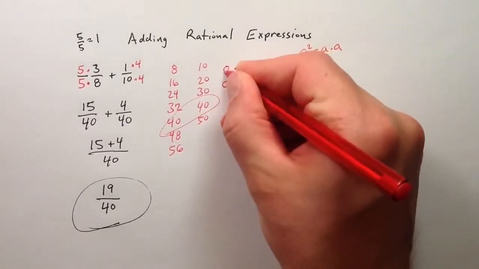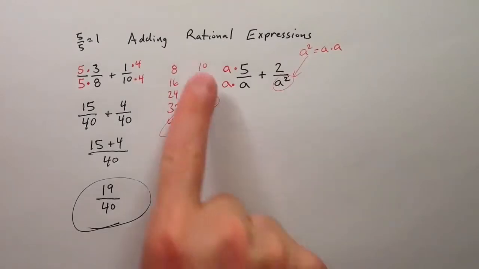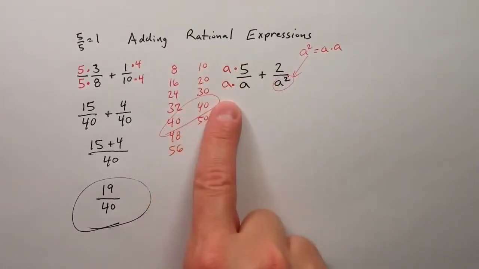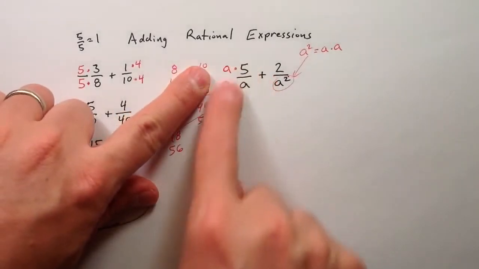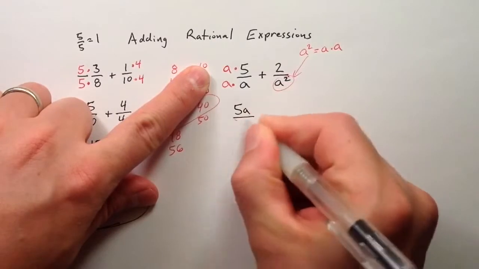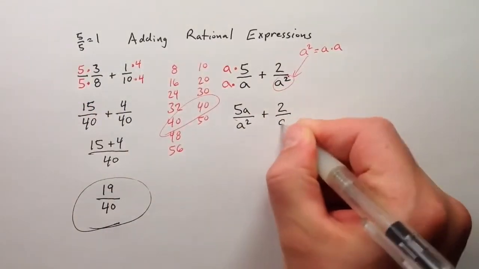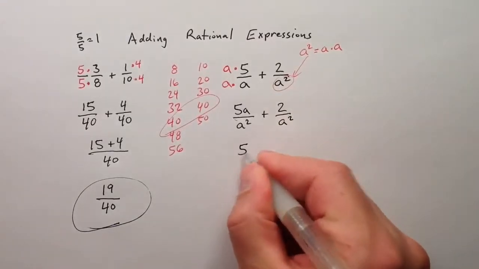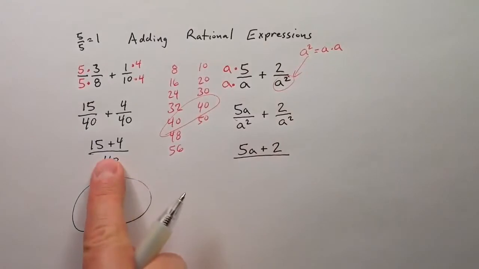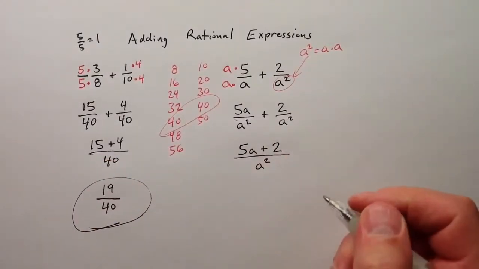And so if I multiply this a with another a, it'll turn it into a squared. And so I can multiply the 5 up top by a as well, to keep it the same. So I'm multiplying the top and the bottom by a, so that overall I'm just multiplying that whole expression by 1, and we get 5a over a squared plus 2 over a squared. So now I can add together the numerators, 5a plus 2, just like we did with the fraction example, divided by a squared.